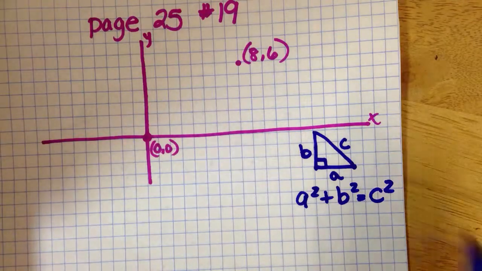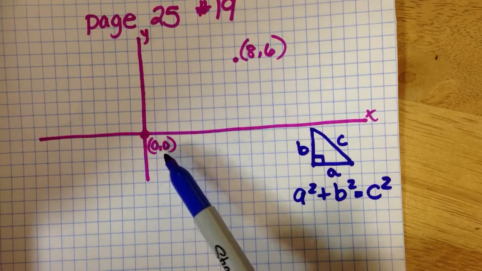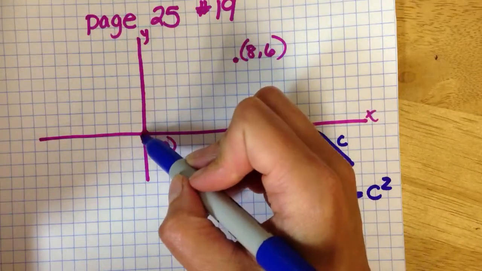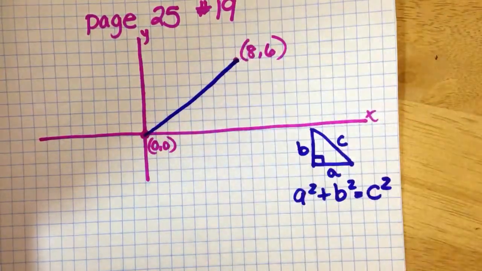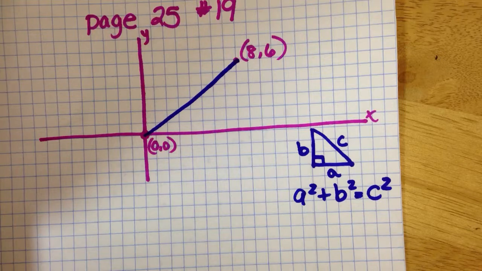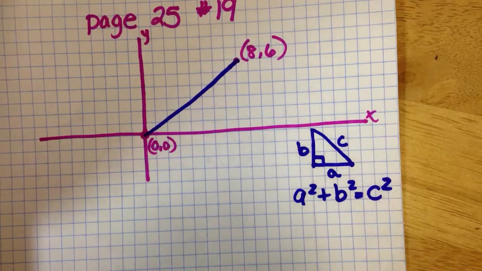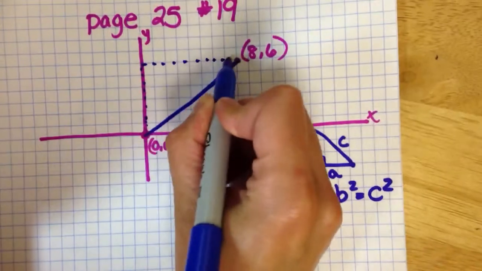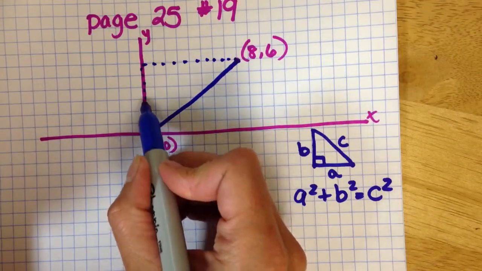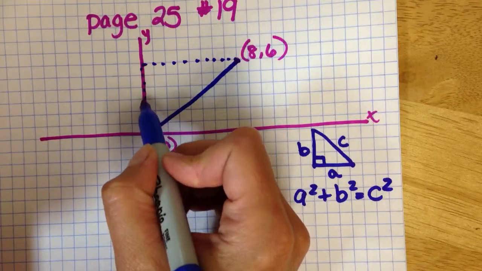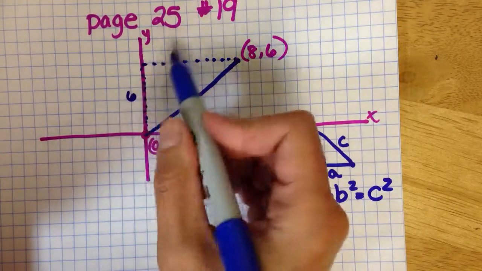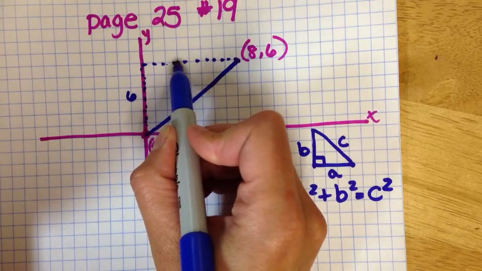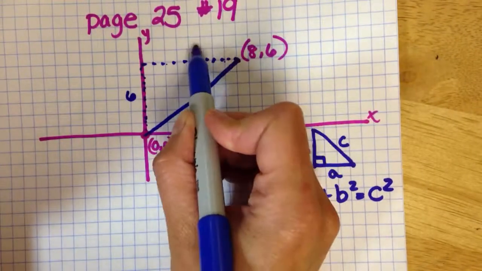For number 19, it's asking you to find the distance between the points (0, 0) and (8, 6). What we're trying to find is how long the line between those 2 points is. That's what the distance is. To use the Pythagorean theorem, you can revert back to something you know, which is slope, rise over run. If I count, my rise would be 1, 2, 3, 4, 5, 6, and my run is going to be 1, 2, 3, 4, 5, 6, 7, 8.